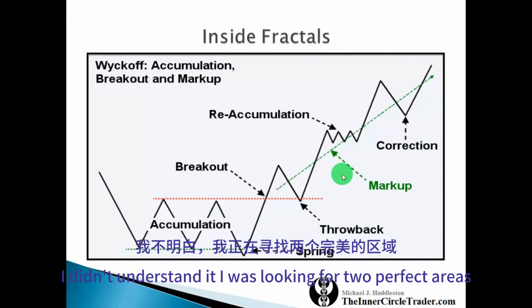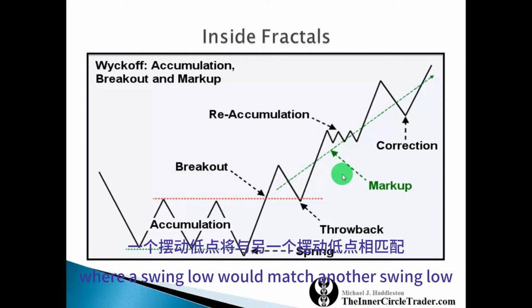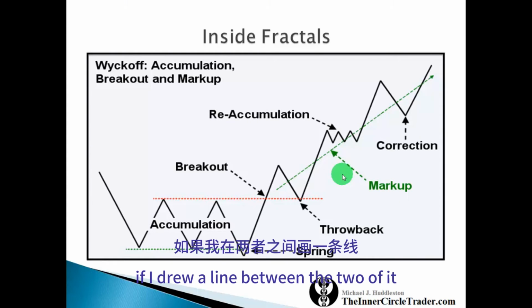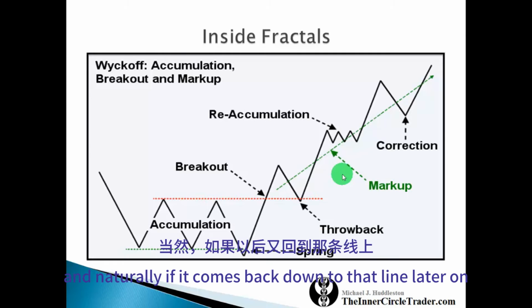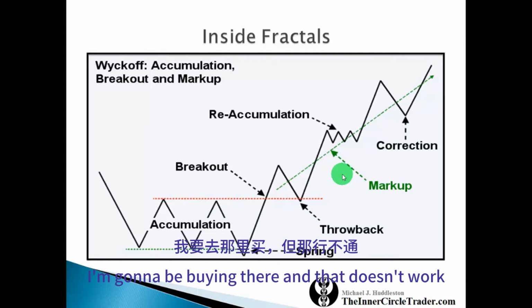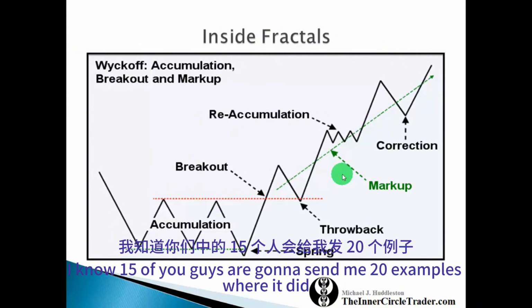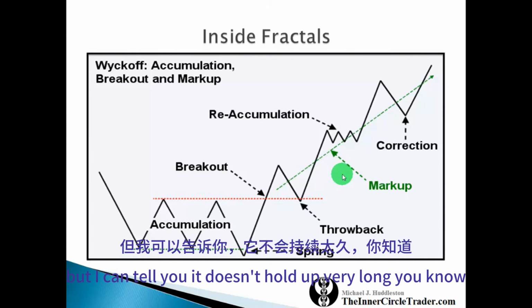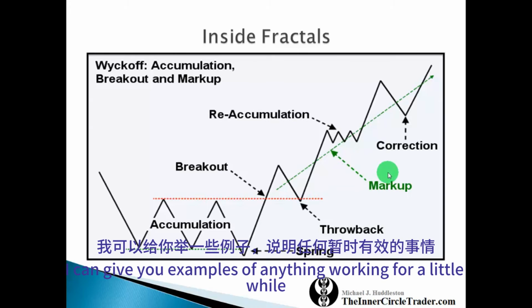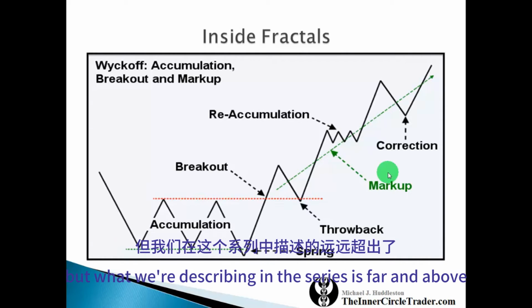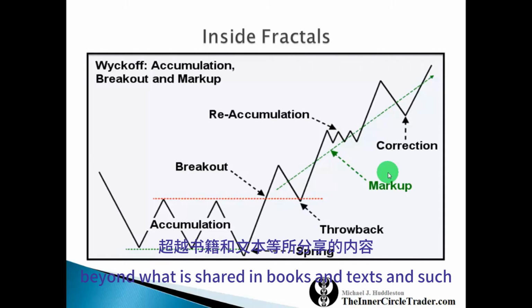I didn't understand it. I was looking for two perfect areas where a swing low would match another swing low if I drew a line between the two of them. And naturally, if it comes back down to that line later on, I'm going to be buying there. And that doesn't work. It doesn't work. Okay. I know 15 of you guys are going to send me 20 examples where it did, but I can tell you it doesn't hold up very long. I can give you examples of anything working for a little while, but what we're describing in this series is far and above beyond what is shared in books and texts and such.